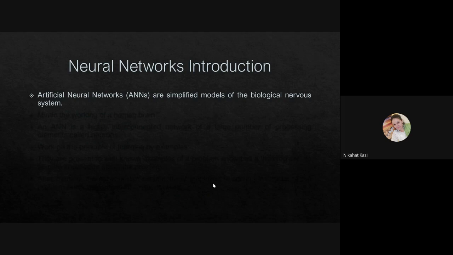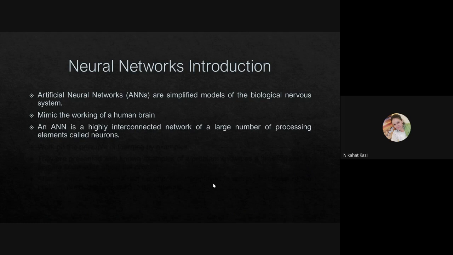So artificial neural networks are basically models of the biological nervous system, and they mimic the working of a human brain. So if we were to define it, then an artificial neural network is a highly interconnected network of a large number of processing elements, and these processing elements are called neurons.